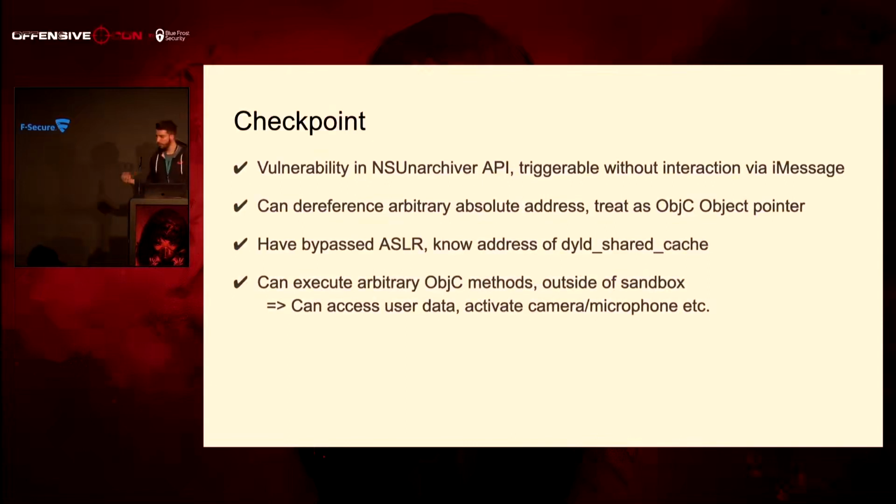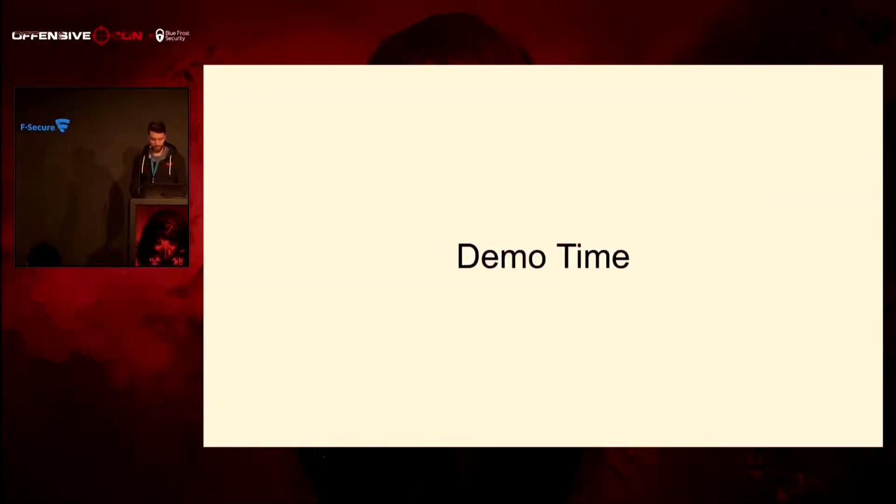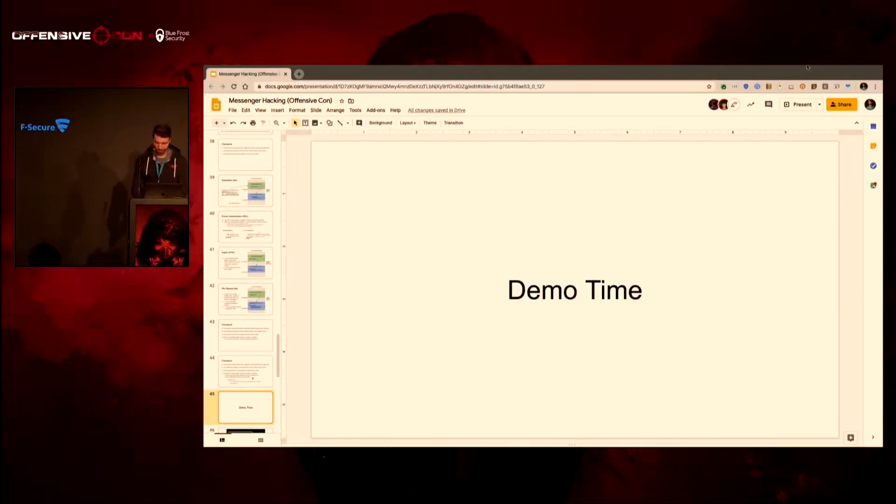So we can now execute arbitrary Objective-C methods also outside of the sandbox, because this was on iOS 12.4 where the unarchiving still happened outside of a sandbox, can access user data, etc. We don't care about that, we just want a calculator. One way to do it is you call this one Objective-C method to launch an application named the calculator. And let's see if we can get that to work.